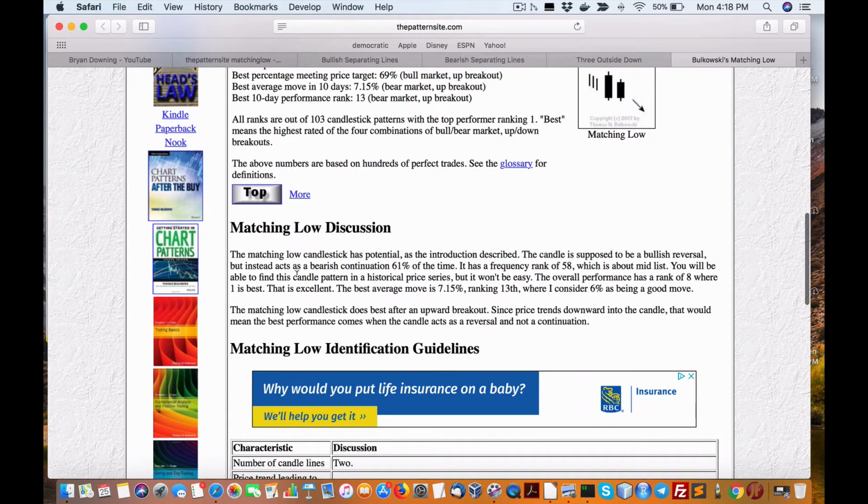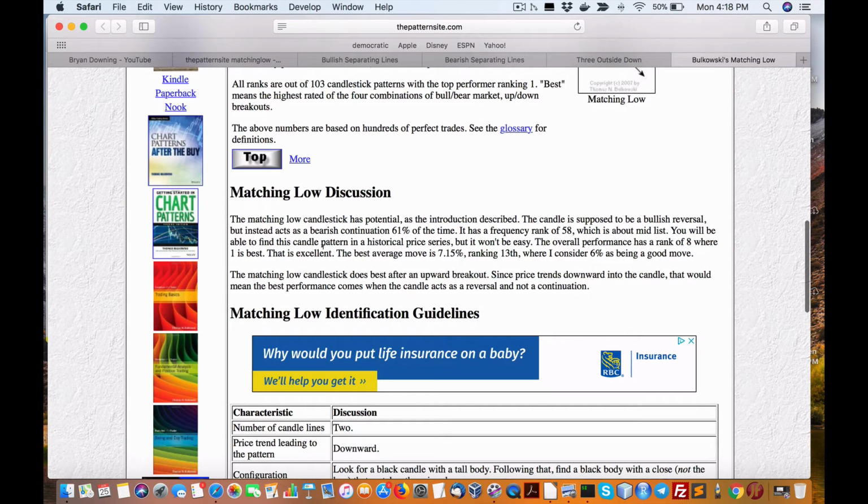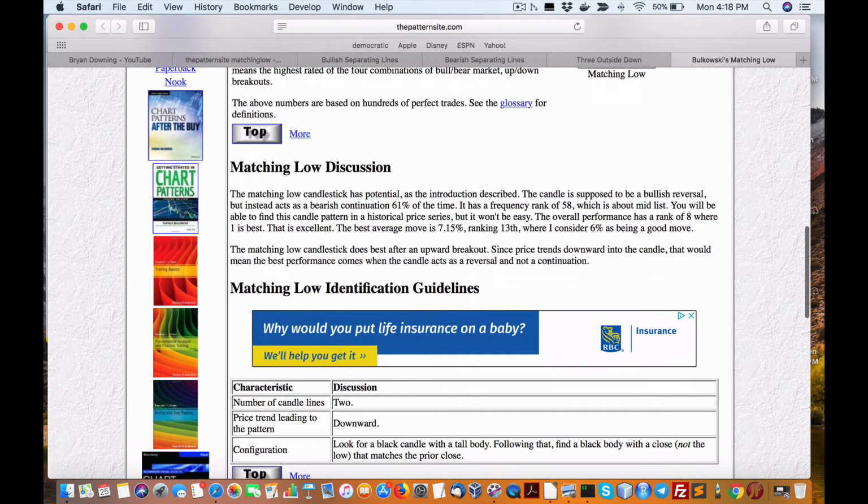Bullish reversal, but instead acts as a bearish continuation. 61% of the time has a frequency rate, which is a mid. You will be able to find this in a historical price series. The overall performance has a rank of 8, where 8, that is excellent. So this looks like it's a good pattern.